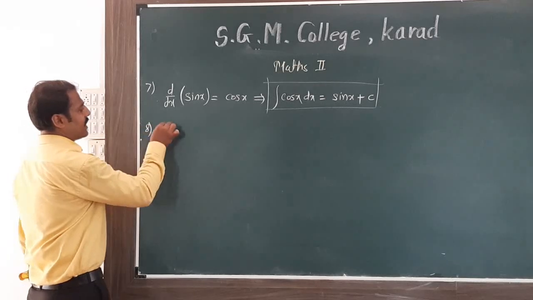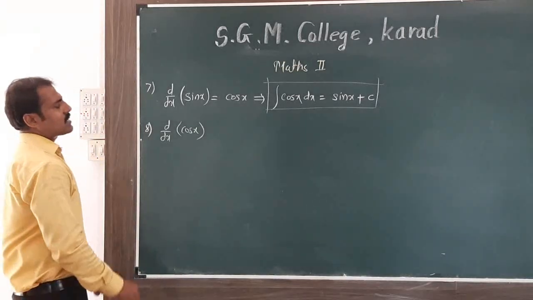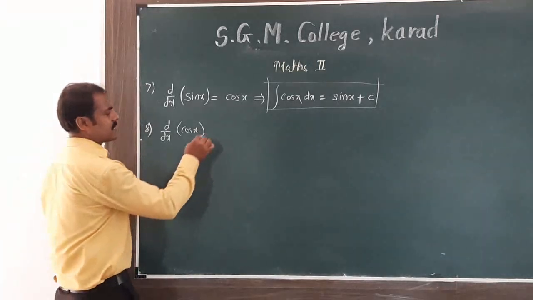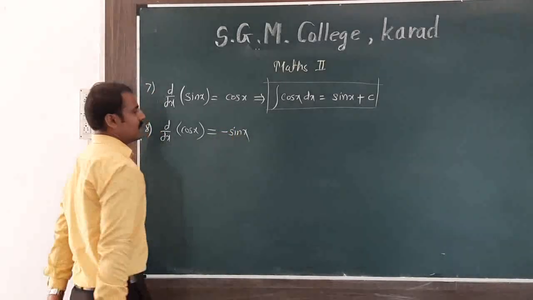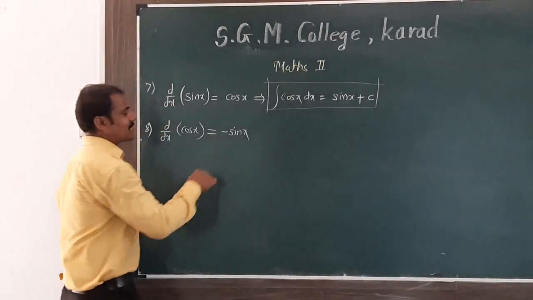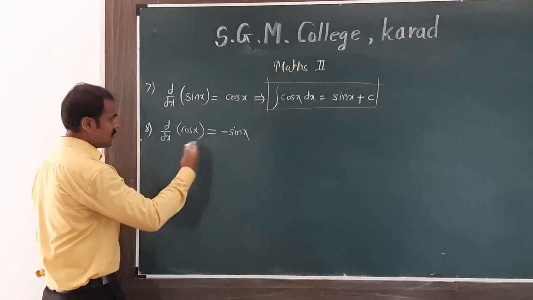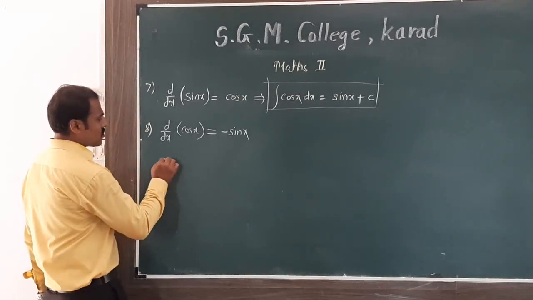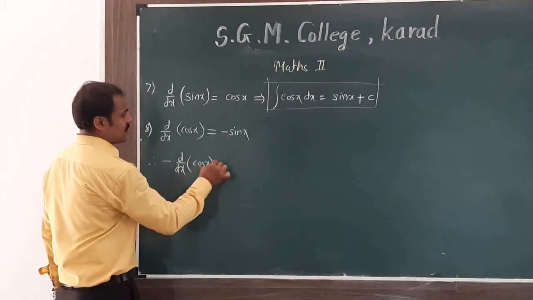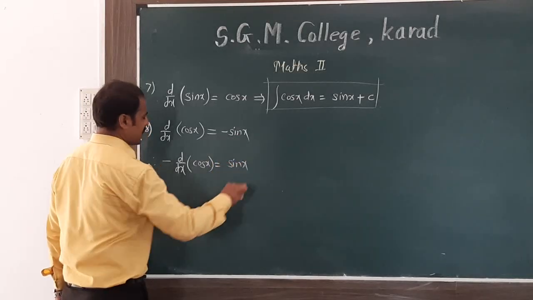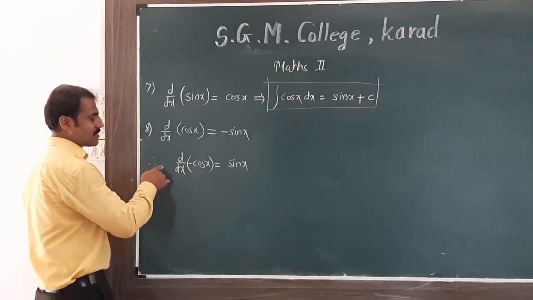Next, d/dx. We know that derivative of cos x is, yes, anyone? Minus sin x. Now here minus comes on RHS. We are not interested in that symbol, so multiplying both sides by minus 1. So minus d/dx of cos x is equal to minus minus becomes plus, it's sin x. Take minus sign inside the derivative since it is a constant.